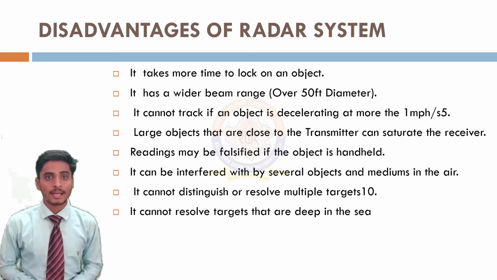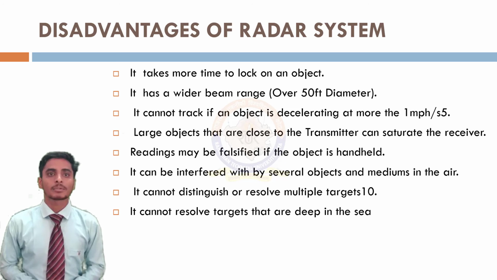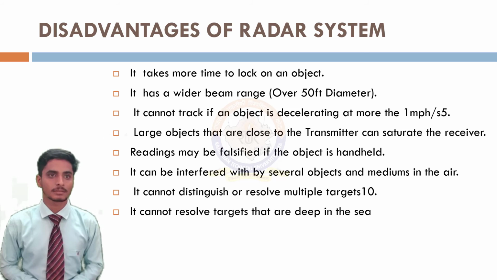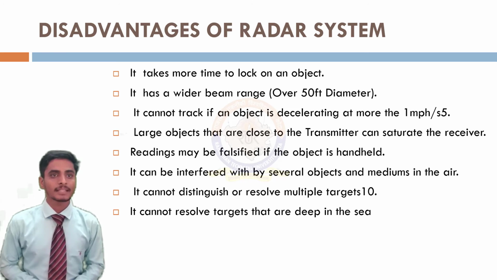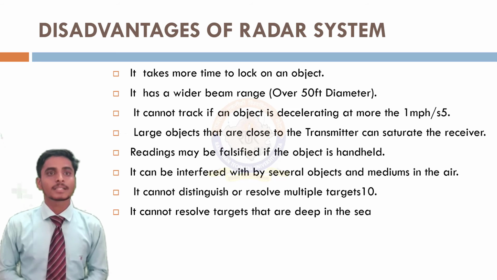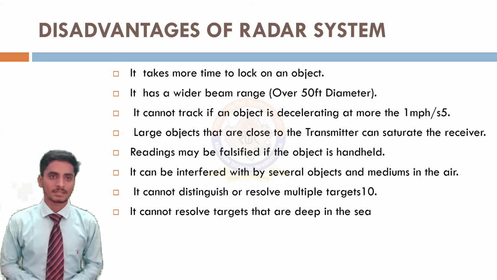After the advantages of the radar, we discuss the disadvantages. It takes more time to lock onto an object. It has a wide beam range, over 50 feet in diameter. It cannot track an object if it is decelerating at more than 1 MPS. Large objects that are close to the transmitter can saturate the receiver. Readings may be falsified if the object is handheld. It can be interfered with by several objects and media in the air. It cannot designate or resolve multiple targets. It cannot resolve targets that are deep in the sea.